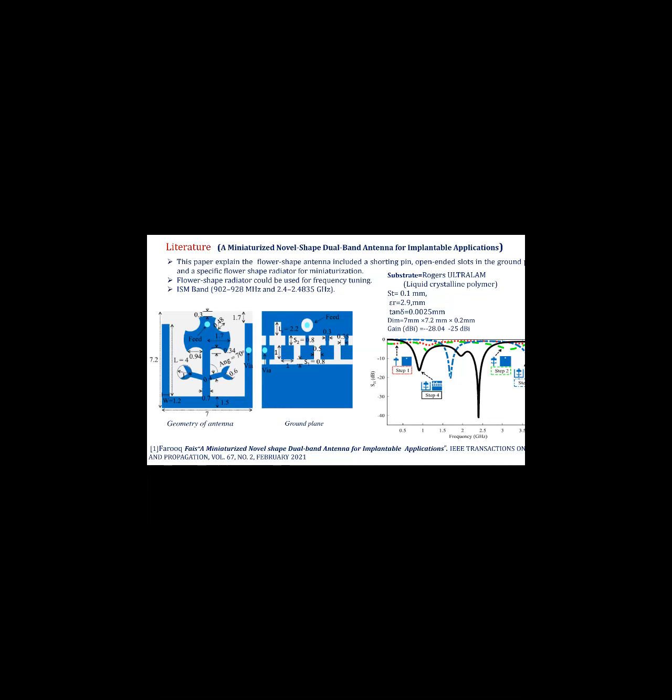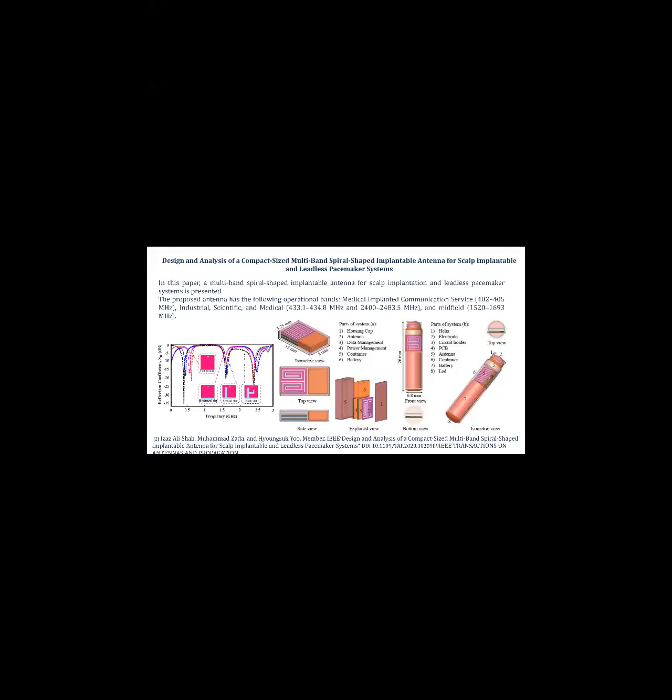The second one is the design and analysis of a compact size multiband spiral shaped implantable antenna for scalp implantations. They mainly concentrate on leadless pacemaker applications. They are using a multiband, spiral shaped structure for scalp implantations and leadless pacemaker applications. They cover multiband like 402 MHz, 433 MHz and 2.4 GHz, and a midfield frequency of 1.5 gigahertz.